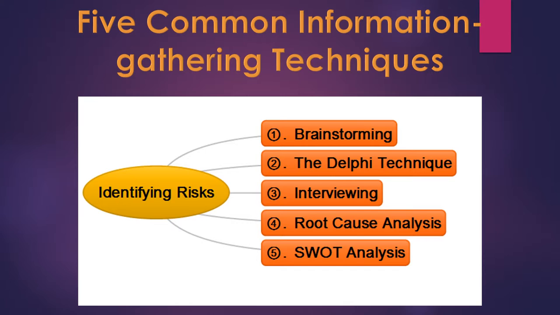Identifying risks is the process of understanding what potential events might hurt or enhance a particular project. Identifying risks is a key element in the risk management process. It is very important to find out what these known risks are. Five common information gathering techniques that most companies use are brainstorming, the Delphi technique, interviewing, root cause analysis, and the SWOT analysis.